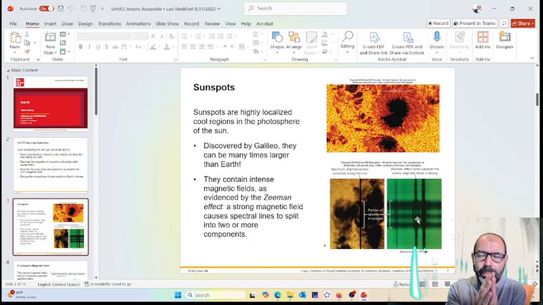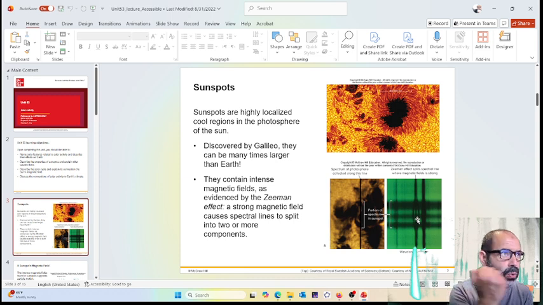But if you have a strong magnetic field now in that region of space, that line splits in two, separated by a small finite separation, a few nanometers. That is basically the Zeeman effect. So we know that it has to do with magnetism. So these sunspots also are related to magnetism. That means that those are regions of strong magnetic field. So that's how we know what we know about the sunspots. Okay.